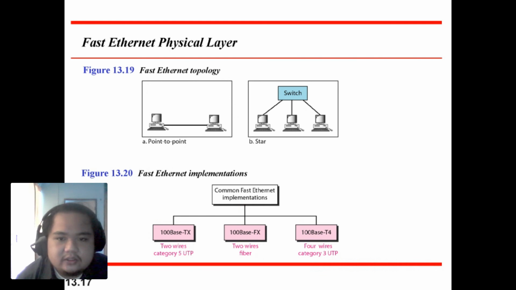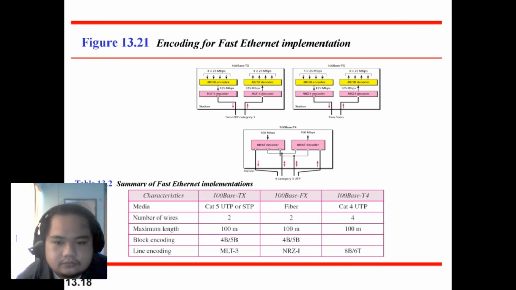Fast Ethernet physical layer. Fast Ethernet topology. You see two types, point to point and star. And another one, Fast Ethernet implementation. There are three implementations: 100Base-TX, 100Base-FX, and 100Base-T4.